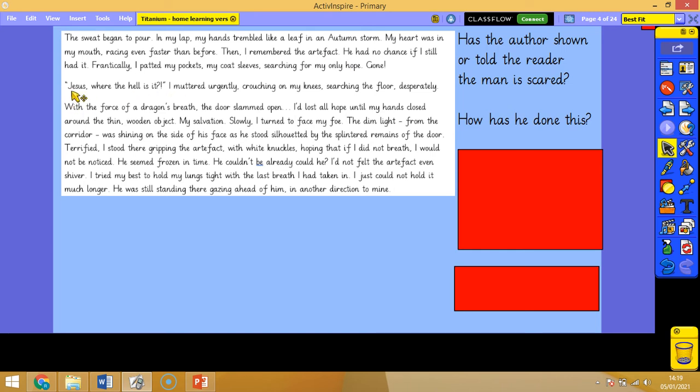And then we've got the use of speech here. Jesus, where the hell is it? I muttered urgently, crouching on my knees. And that brings the next part on, that it's gone, but he's still looking for it on the floor desperately. And then the door slams open. You can see here that we've got a mixture of slightly longer sentences and shorter sentences again, like my salvation. Slowly I turned to face my foe. We've got a little clue here.